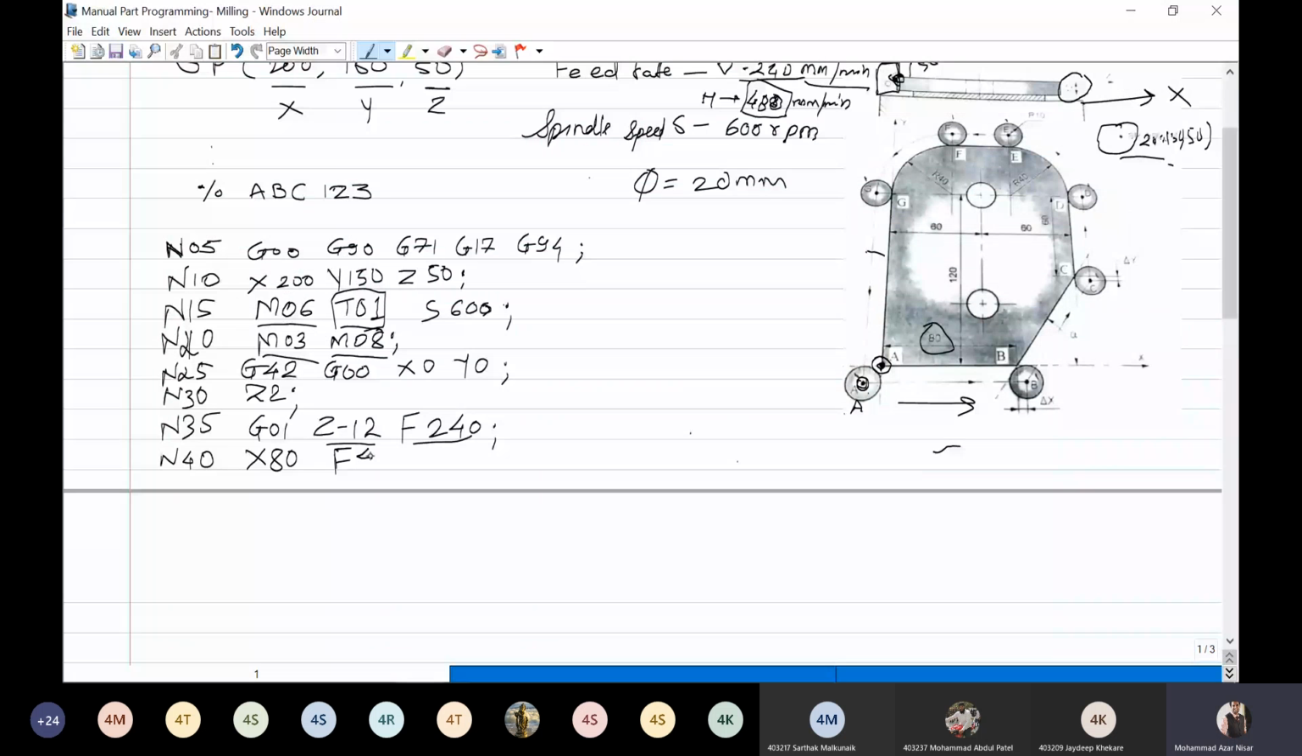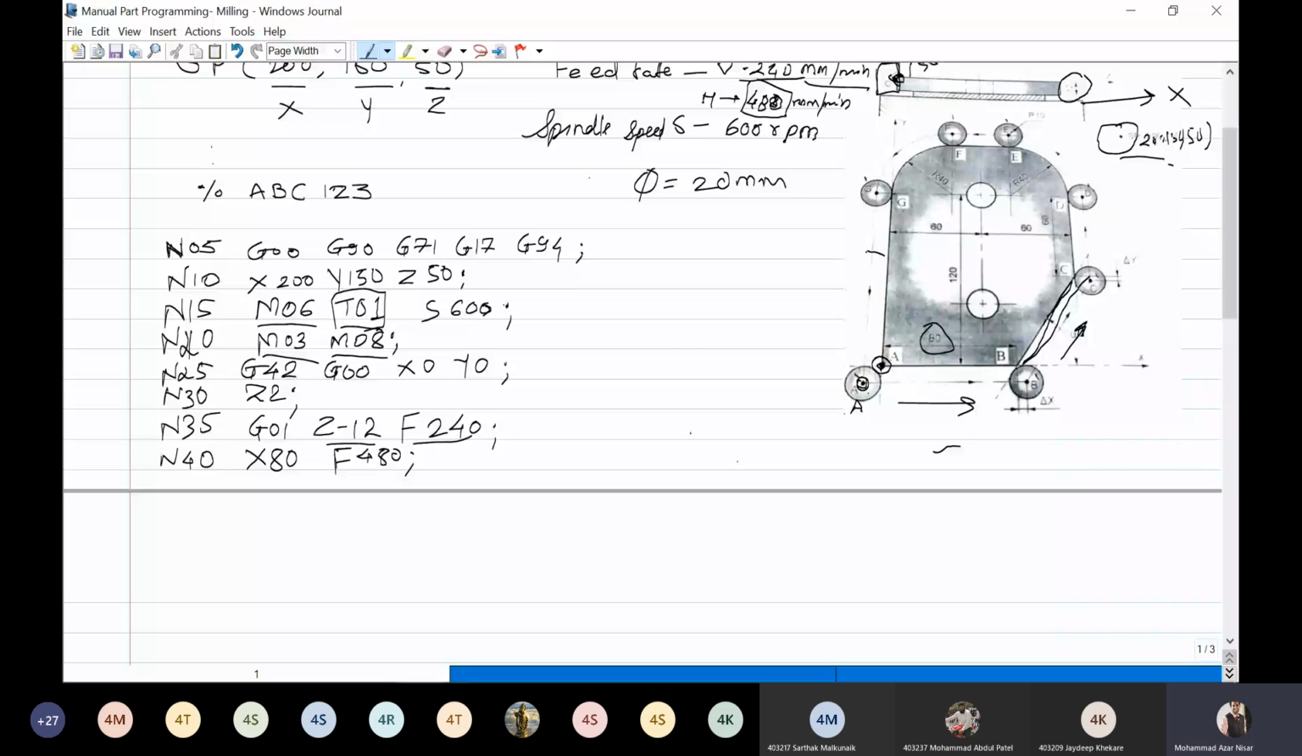Then after this, there is a slant, that is from B to C. At this time there are two movements of the tool, in the X direction as well as in the Y direction, and the tool is approaching towards point C. Now the tool is here. You can say first, here spindle start.